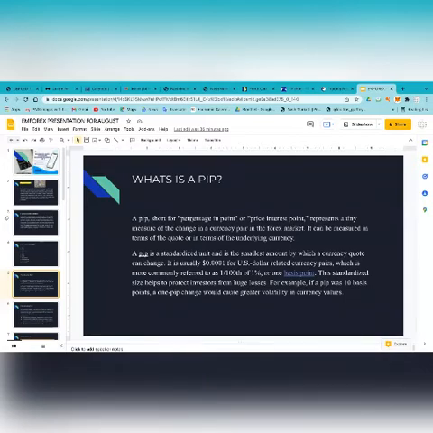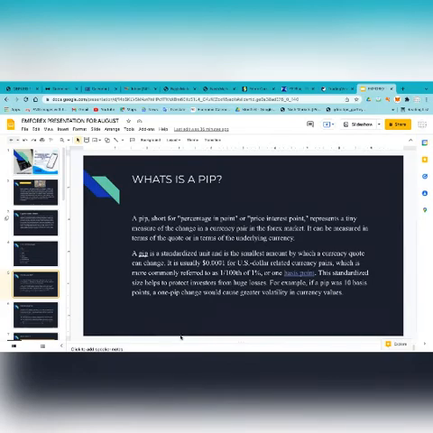No problem. All right, so a pip is a standardized unit, and it is the smallest amount by which a currency quote can change, just like I explained. It is usually 0.0001 for US dollar related currency pairs.